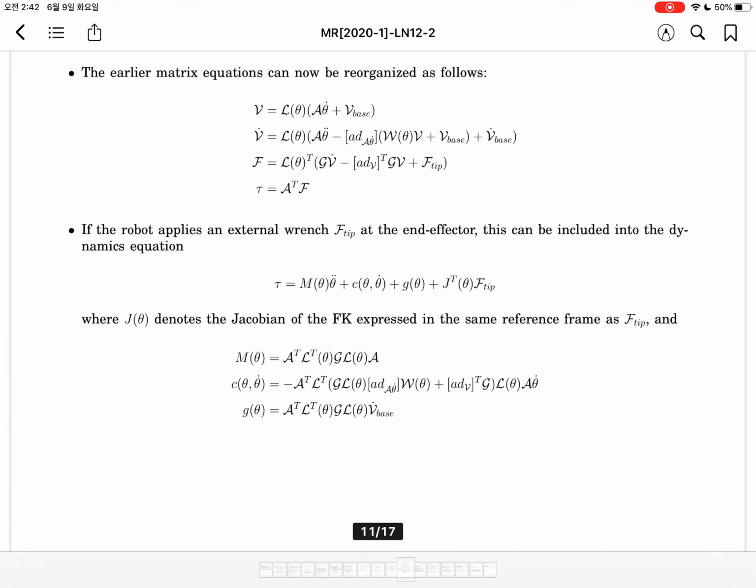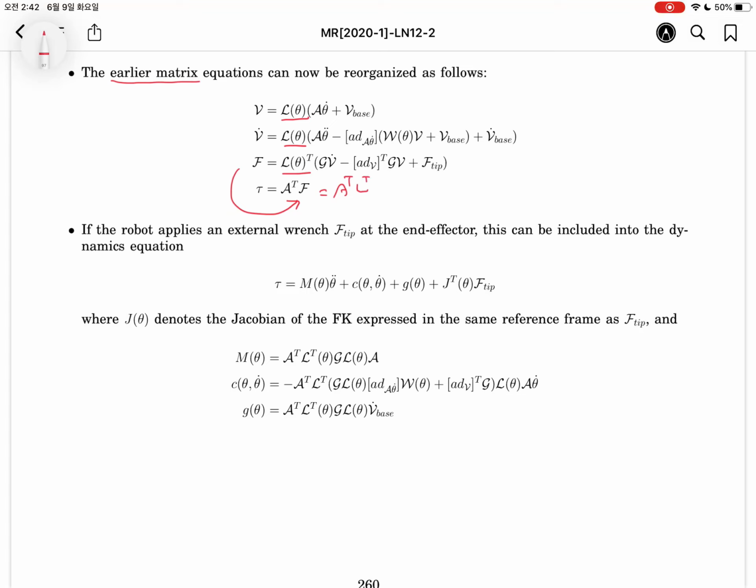By using the L, the earlier matrix equation can be written using the L transpose. Okay, here, let's apply this F to here. Maybe the A transpose, L transpose, and the G, V dot is this one. The V dot will be given here, and leave bracket V transpose, and G, V will be applied to here, V, okay, plus F tip.